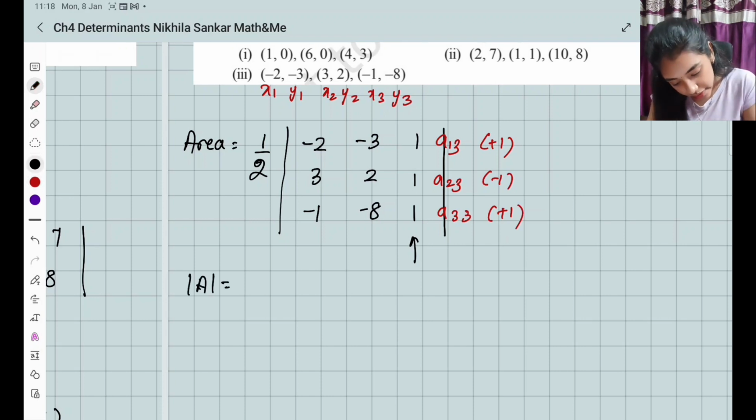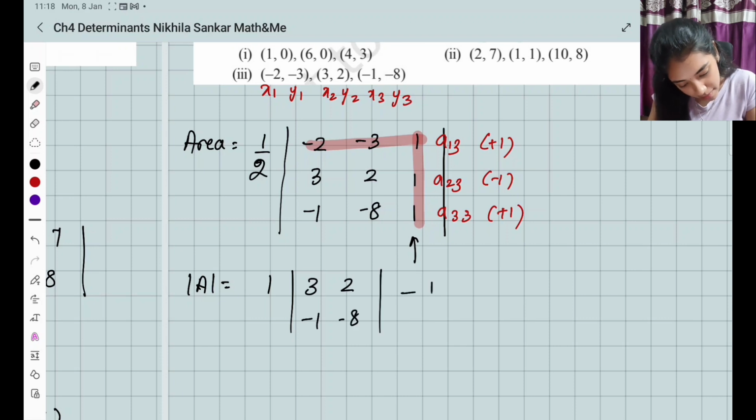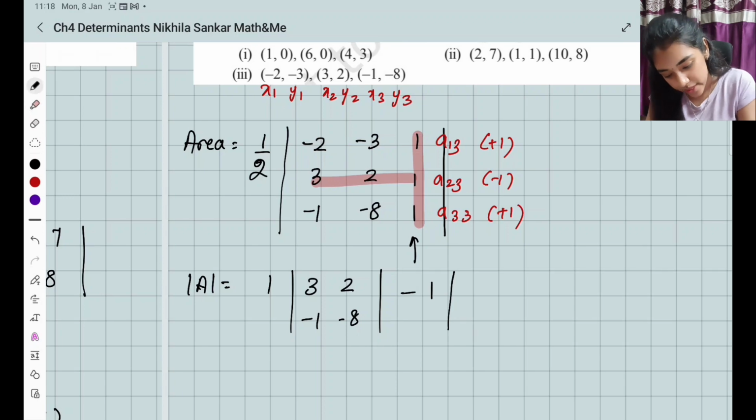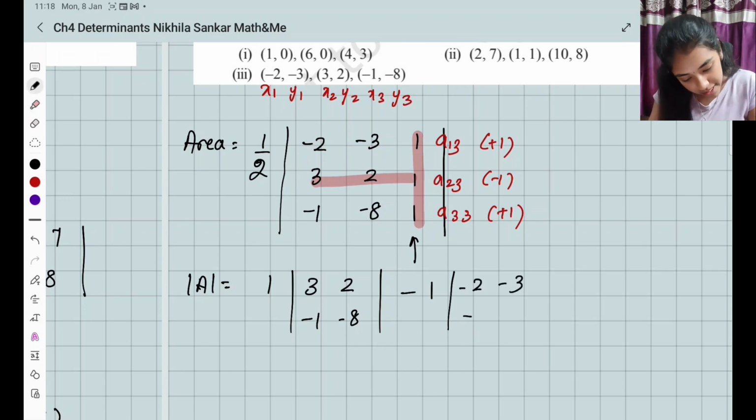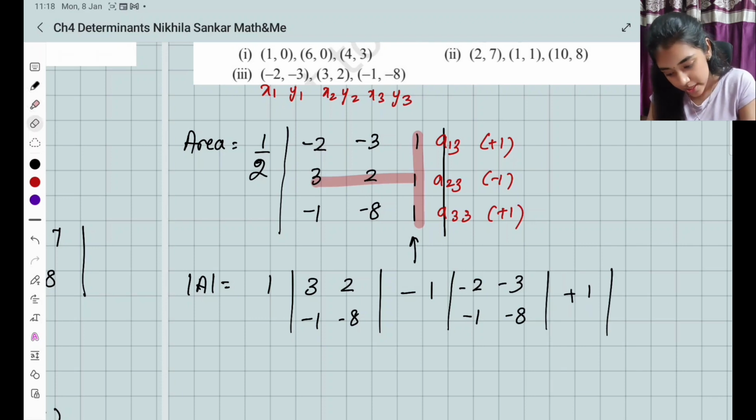So determinant of A is going to be 1 times, so இப்போ last column எப்பவுமே hide ஆகி தான் இருக்க போது. I'm going to hide the first row இல்லையா? So first row hide பண்ணா it is going to be determinant of 3, 2, minus 1, minus 8. Minus 1 into, now I'm going to erase this and hide the second row. So it is going to be minus 2, minus 3, minus 1, minus 8. Then plus 1 times, இப்போ I'm going to erase this and hide the last row. புரிஞ்சுதா?